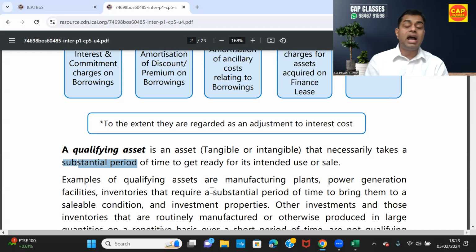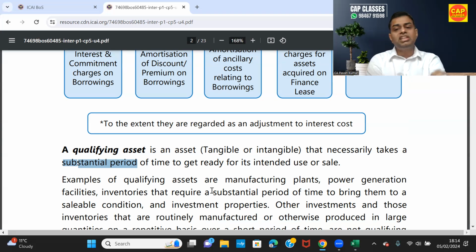I'm constructing a dam. I'm constructing a metro station. I'm constructing a power plant. Suppose you came to me and asked, hey, Pavan, you are constructing this building, what is the intention of this? I said, I will complete this construction and I will sell it. Or I will complete this construction, then I will use it for Pavan Kumar and Company Chartered Accountants. So my intention of developing this asset is either to use it or to sell it.